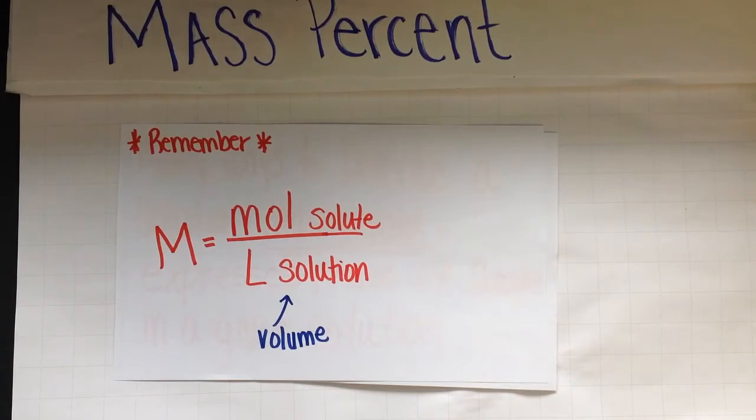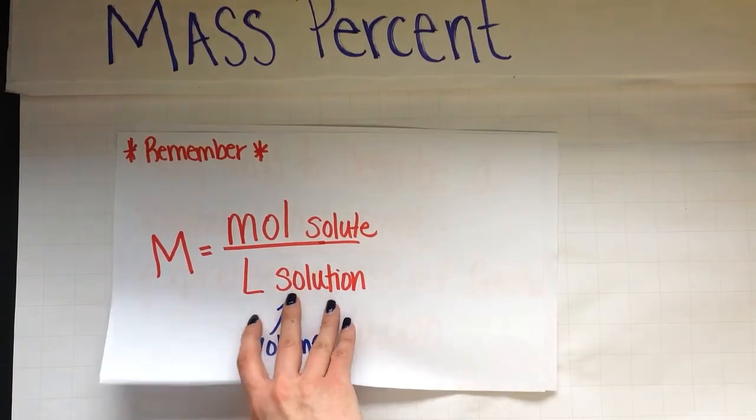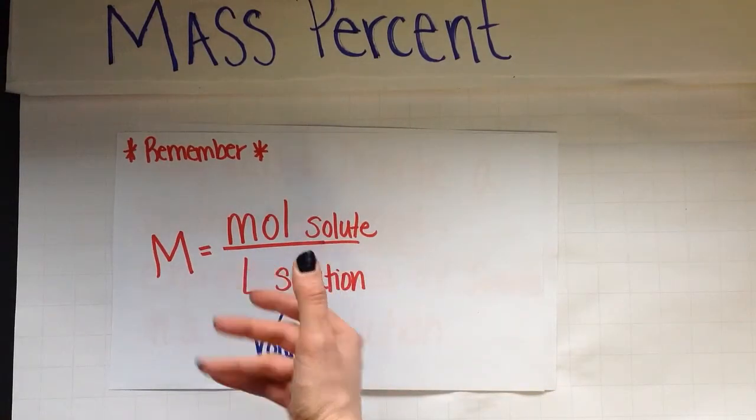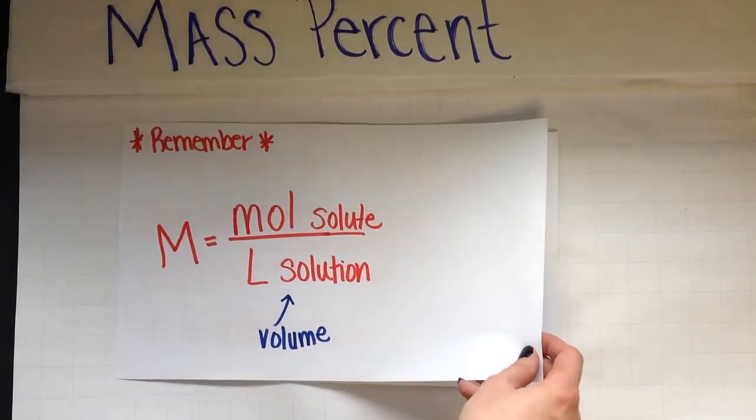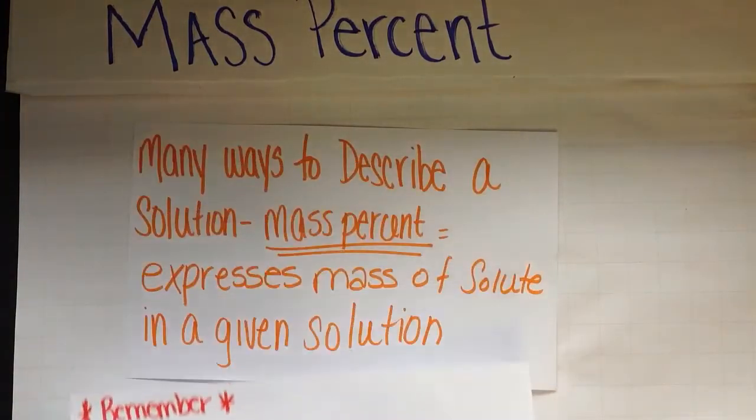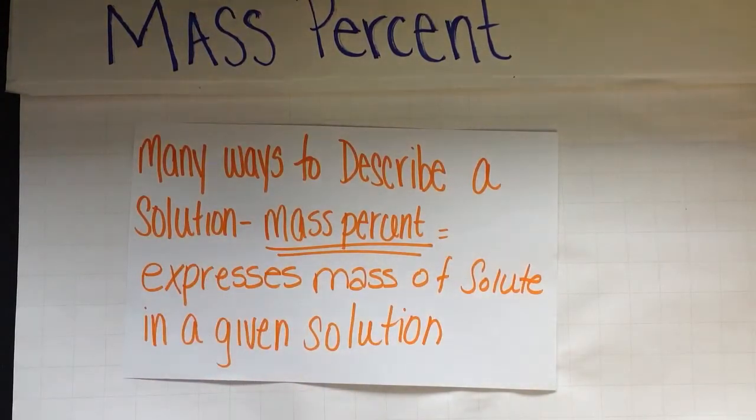molarity is taking a look at a solution and using its moles of solute and dividing it by the liters of the solution. So molarity focuses on moles and liters as my units. And in percent by mass, or mass percent, we're actually going to be focusing on different units. And as you can hear in the name, that unit is mass, so grams. So going back to this piece of paper, mass percent is just a way to express the mass of a solute in a given solution.